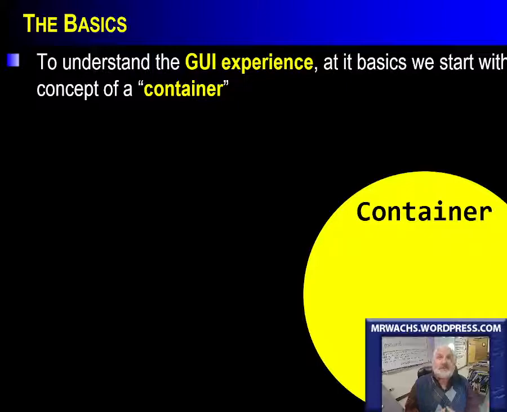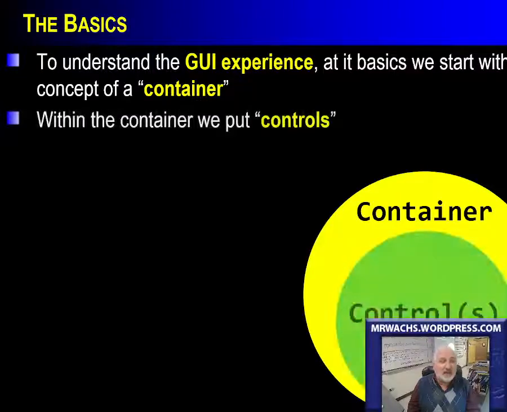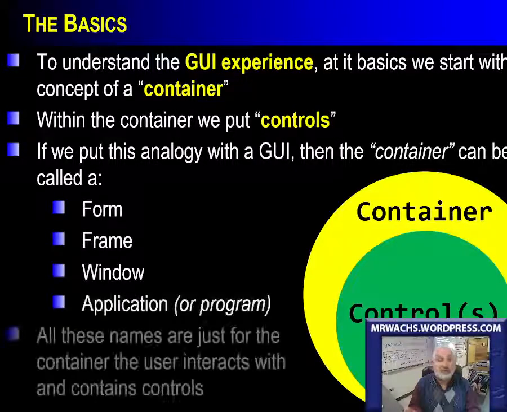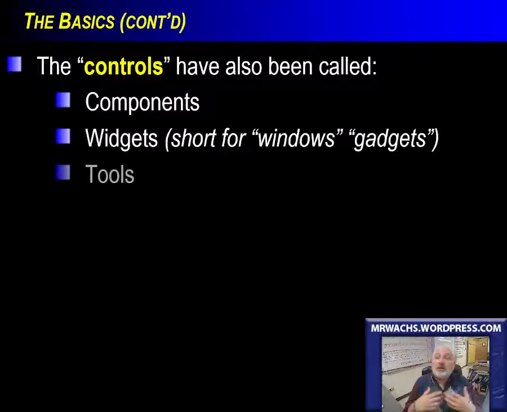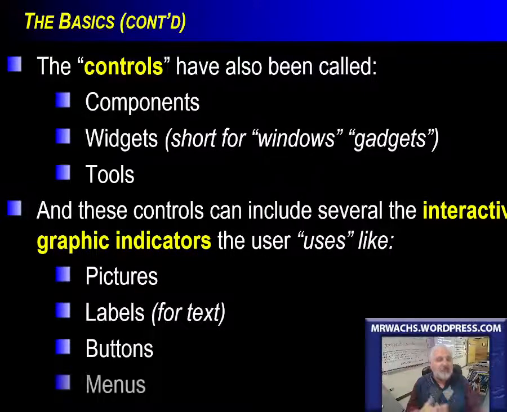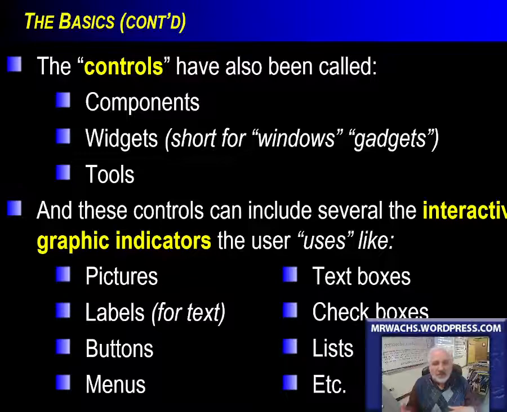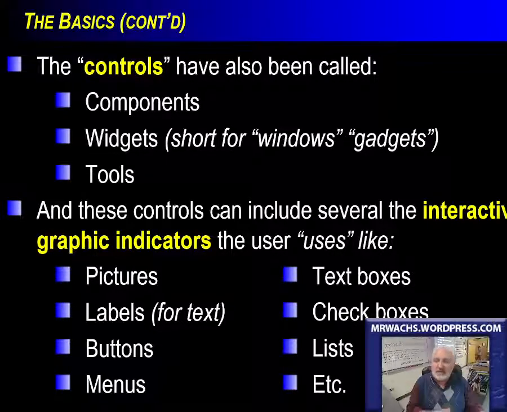So at its starting point, let's think of it conceptually as a container. The GUI, the user interface, is the container, and into that we put a bunch of controls. The user interface or the container could be thought of as a form or a frame or a window or an app or an application or the program. That's the container object. Controls could be also called components or tools or even Windows gadgets or widgets. These could be things like pictures or labels or buttons or menus, or again, depending on your experience level, text boxes, check boxes, list boxes, things like that.